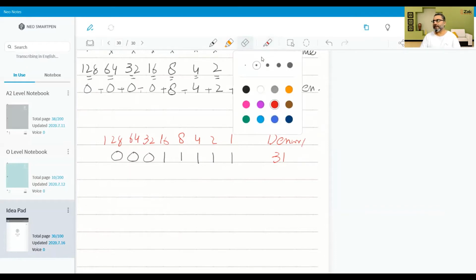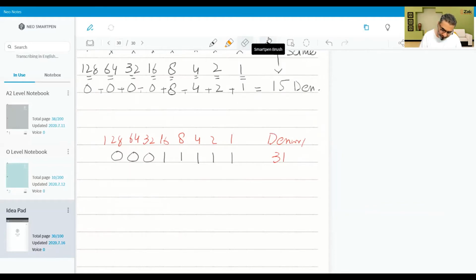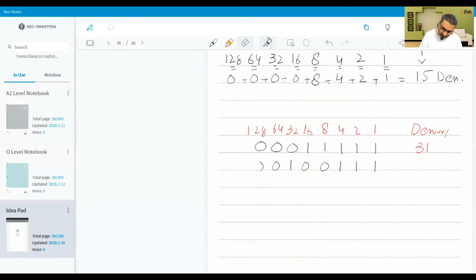Similarly, we may have different binary numbers. We may have 1 1 1 0, 1 0 0 0, and then we have got, let's say, 0 1 1 1 1 1 1 1. Then we may have 0 0 0 1 1 0 0 0. All right, so let's find out what these numbers are in denary.